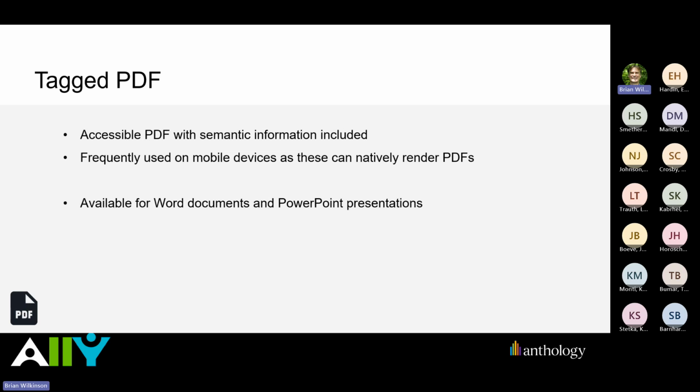Next type is the tagged PDF. This is typically what we think of when we think of a PDF document. It's an accessible document. It does have semantic information included. And by that, I mean it'll have information about headings, titles, image descriptions, table headings, and so on, but only if that information was present in the original document. One of the themes we'll come back to several times today is the more accessible you can make your initial content, the better off those alternative formats are going to be, and the more useful they're going to be for the users that request those types.